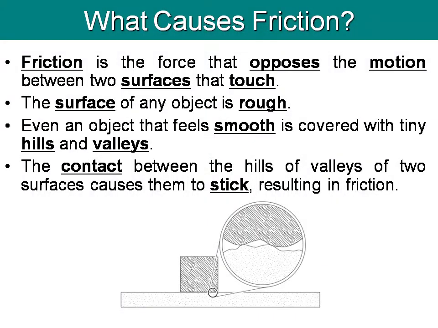Now, what causes friction? It's a force, and the force always opposes the motion between two surfaces that are touching. So whatever direction you're moving, friction is moving in the opposite way. Although most things look like they might be smooth, they actually have very rough surfaces with lots of divots and valleys and hills. And when they come in contact with each other, they stick together. They get these what we call micro welds.